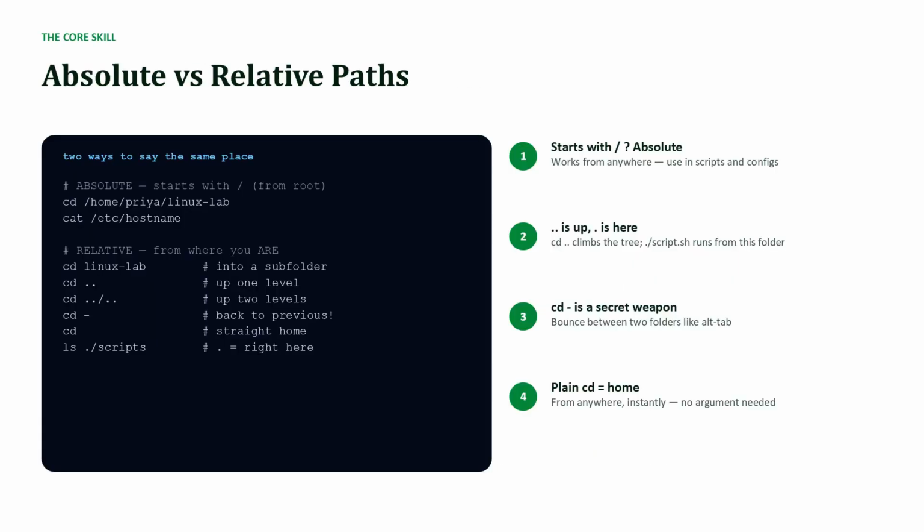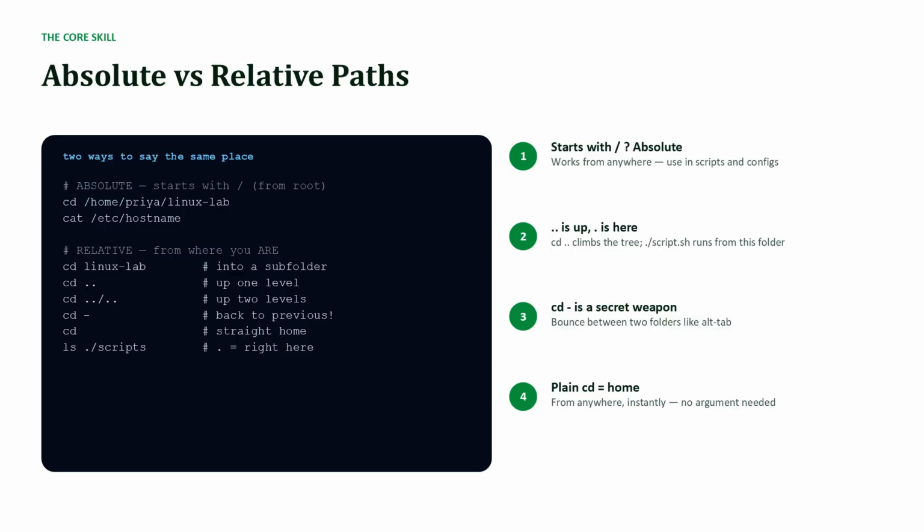Now the concept that trips up every beginner once and then never again: paths. An absolute path starts with / and describes the location from the root of the tree. It works no matter where you're standing, which is why scripts and config files should use them. A relative path starts from where you are right now. cd linux-lab goes into a subfolder, cd .. climbs up one level, and . means right here.